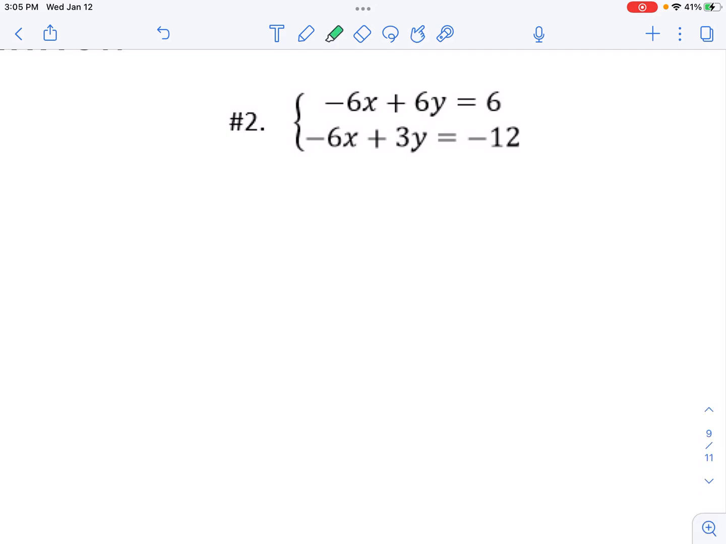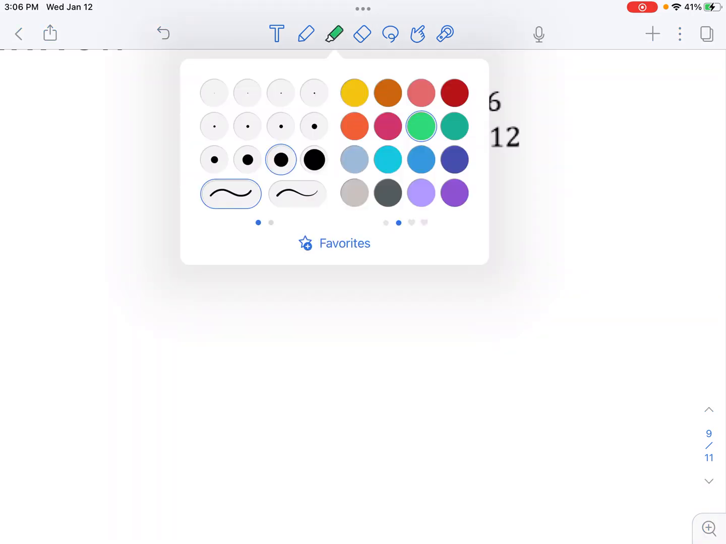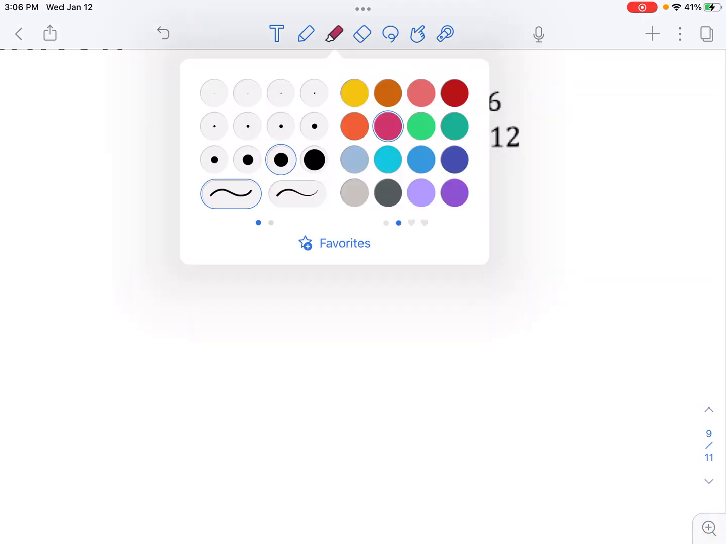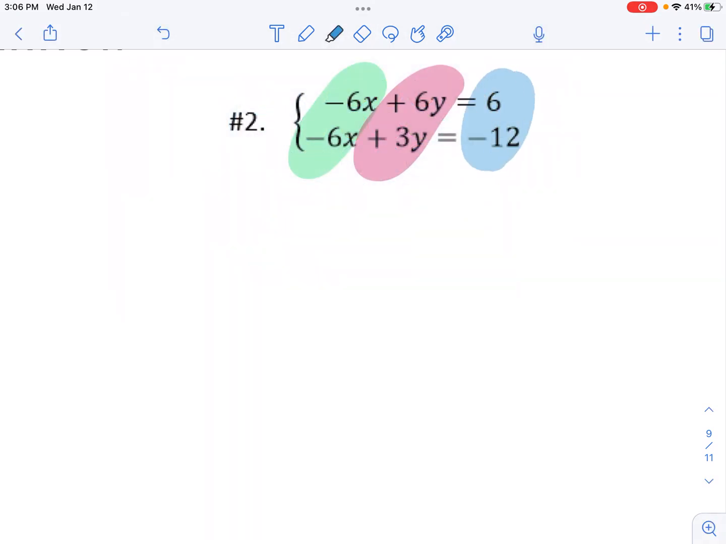Now I'm just going to highlight what my eyes are looking at. So the first thing I'm going to look at are my coefficients to my x's. We've got negative 6 and negative 6. I'm going to look at my coefficients to my y. I have positive 6y and positive 3y. And I don't really need to look at my constants, but I don't want to leave them out, so I'm going to highlight them. Now I look here, and I've got a lot of different options.